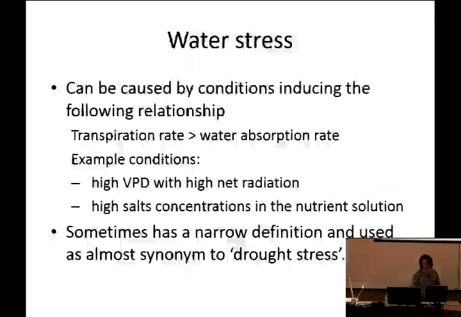All right, so water stress can be caused by conditions inducing a higher transpiration rate than water absorption rate. An example condition I mentioned was high vapor pressure deficit, so low humidity, a big capacity for the air to take up water vapor, therefore more transpiration going on. Maybe net radiation is high, so incoming energy is high, therefore plants need to transpire to balance out the energy, cool down.